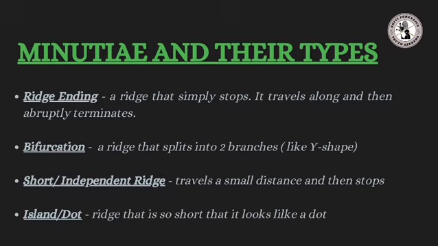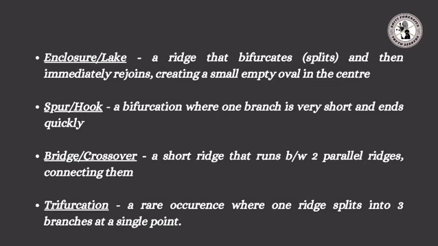The fourth is island or a dot ridge. It is a ridge that is so short that it looks like a dot. Next is enclosure or lake. It is a ridge that splits and then immediately rejoins, creating a small empty oval in the center. Next is spur or a hook. It is a bifurcation where one branch is very short and ends quickly.